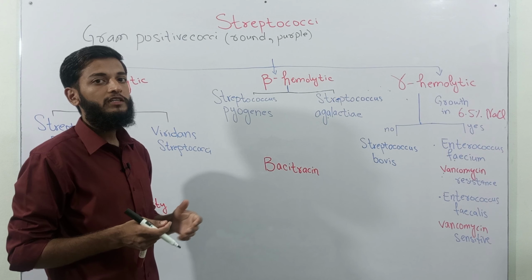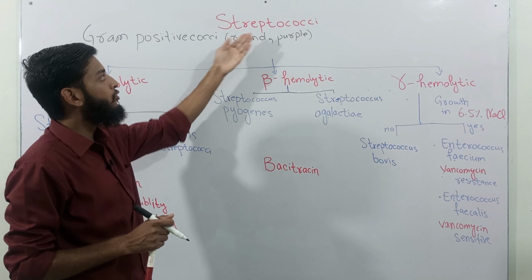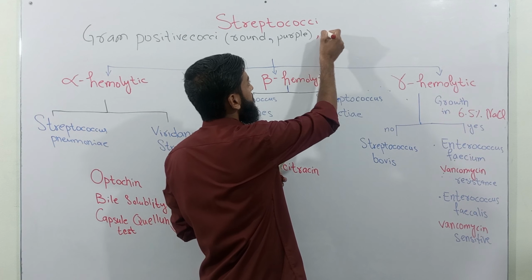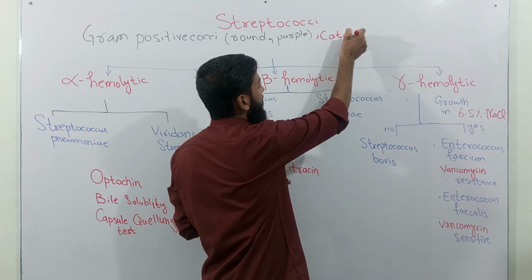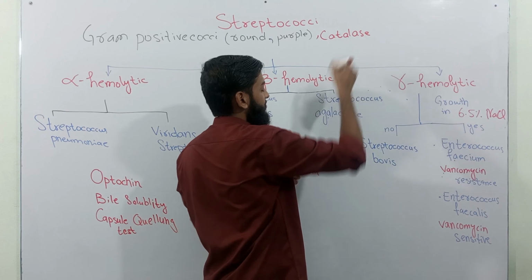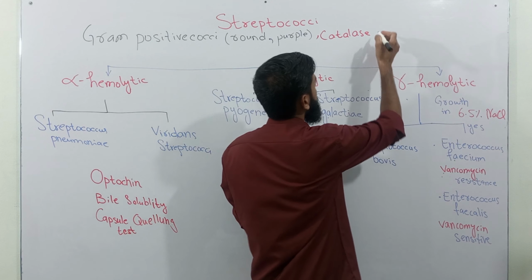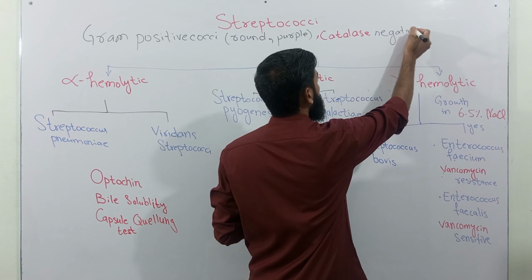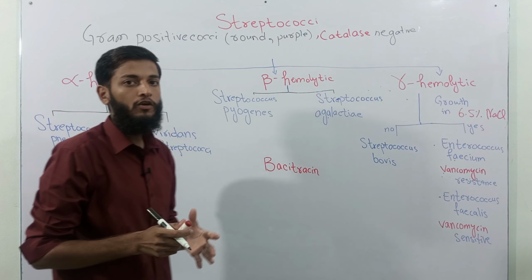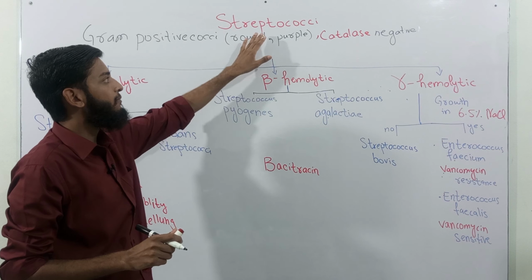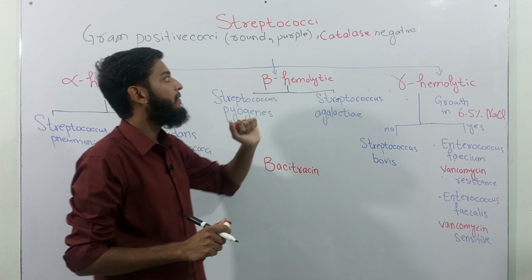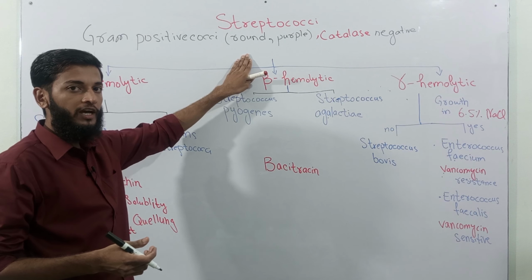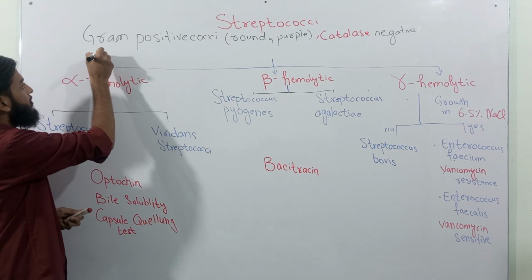A very important test that differentiates Streptococci from Staphylococci is the catalase test. All Streptococci are catalase negative, whereas all Staphylococci are catalase positive. Also, Streptococci are non-motile and non-spore forming.